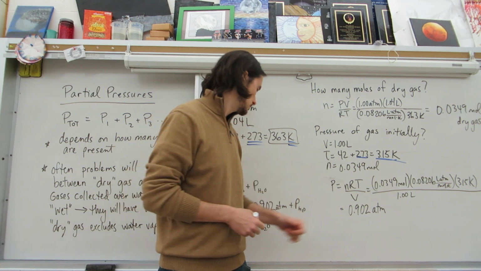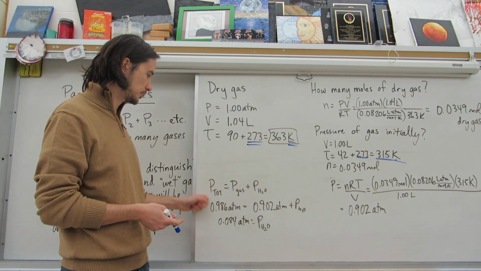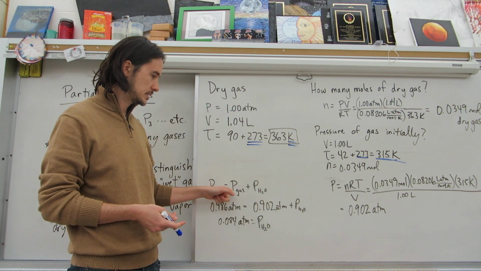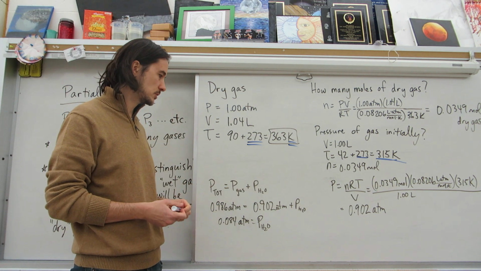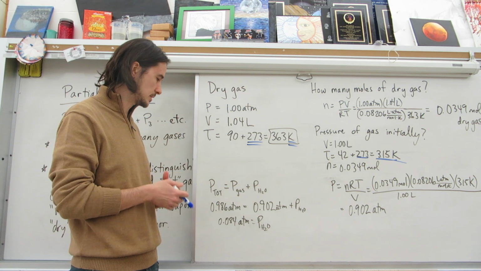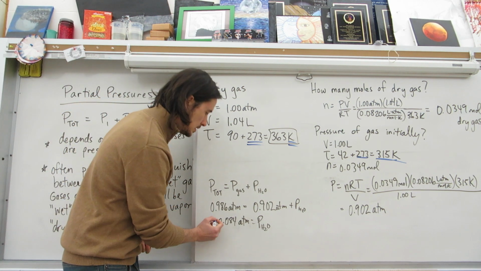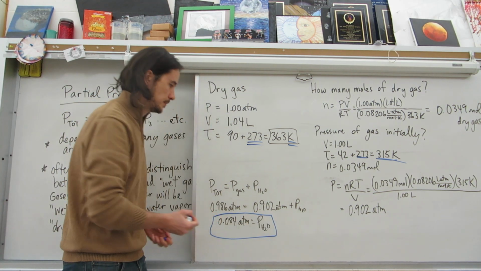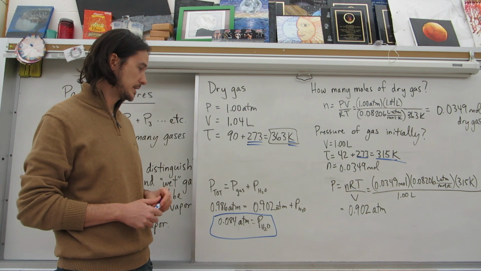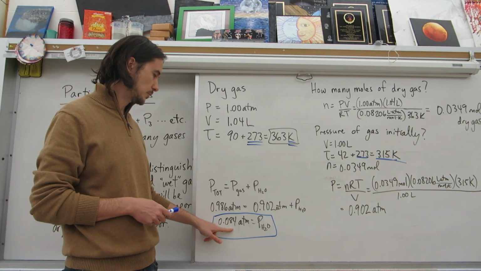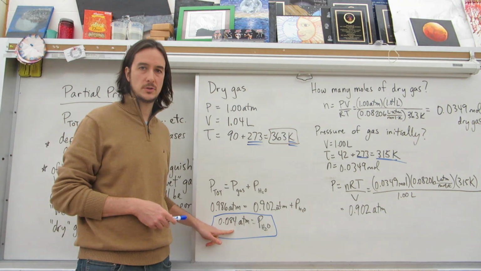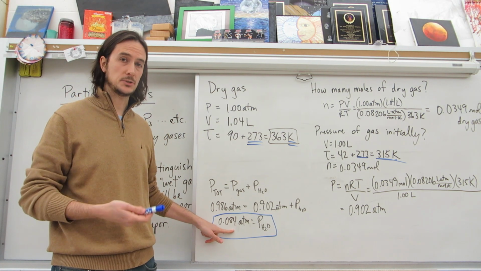So now it's easy. The total pressure consisted of the pressure of the gas plus the pressure of the water in the gaseous phase, 0.986 atmospheres. And so 0.986 minus the 0.902 of the gas gives you 0.084 atmospheres for the vapor pressure of water.